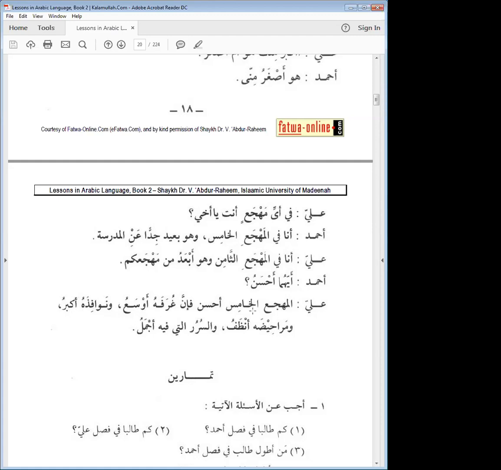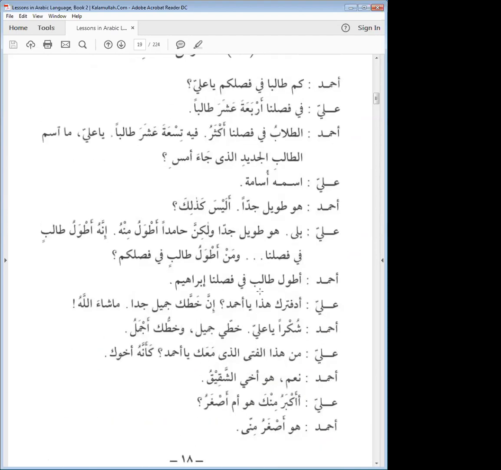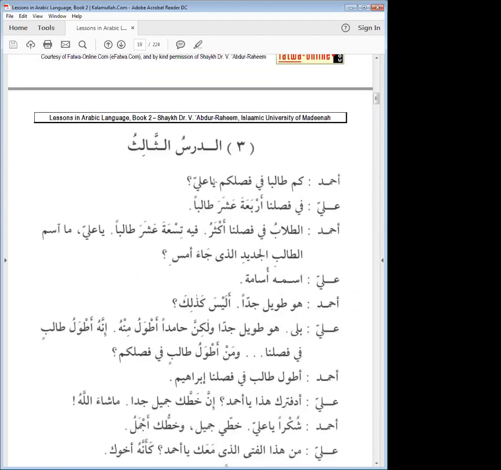Right? So this is lesson 3 here, the end of the lesson here. It's basically a conversation between two students in two different classes, and you're comparing different things.